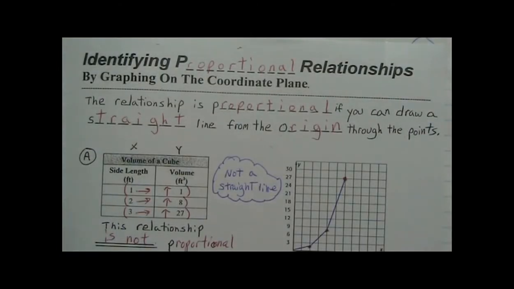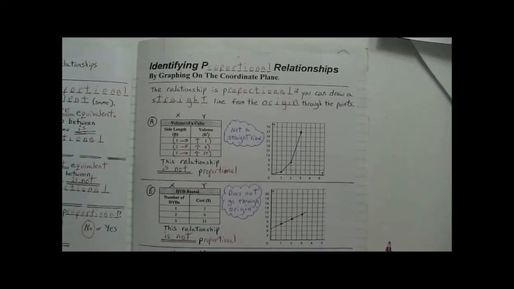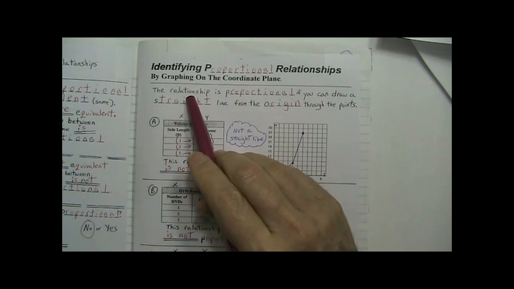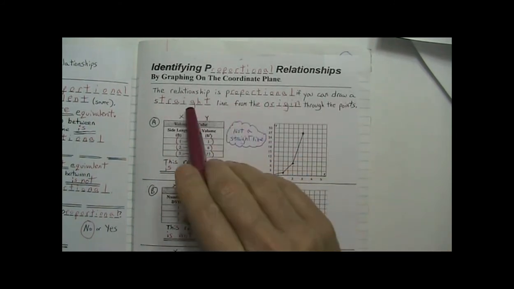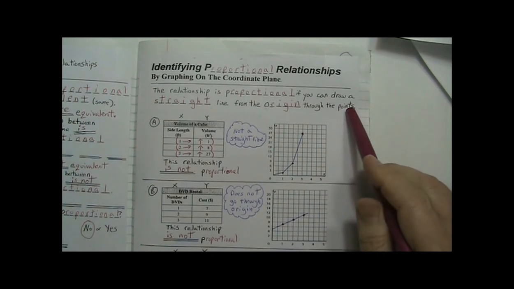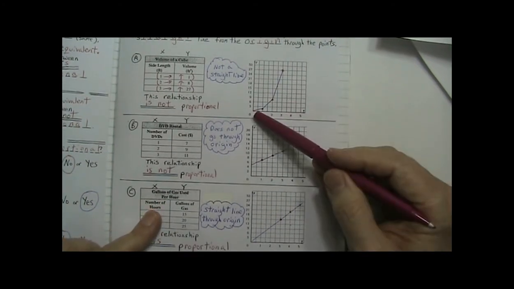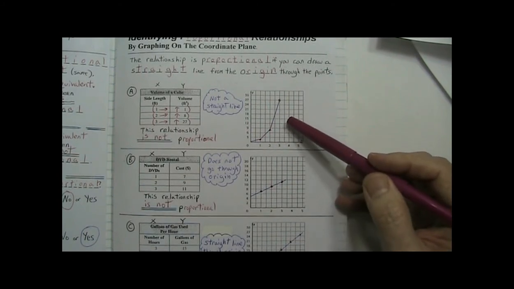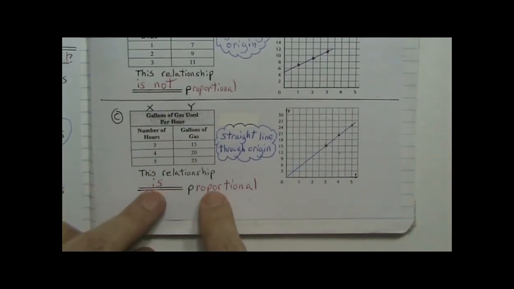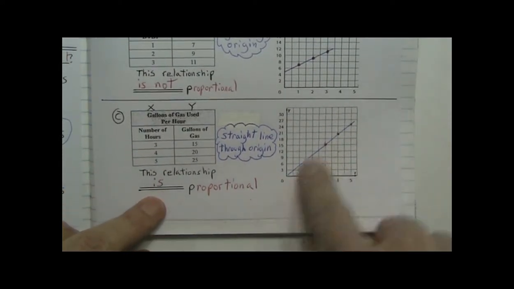Okay, number 4, let's go to our notes on this. You're going to be given some graphs, and you have to say whether they're proportional or not. Does it represent something proportional? And remember, the relationship is proportional if you can draw a straight line from the origin through the points. So if you can go from 0, 0, straight line, through the points, then it is proportional. And if you notice, this one is not a straight line, therefore, it's not proportional. This one is a straight line, but it's not through the origin. This is not proportional. This one is proportional. It goes through 0, 0, and it's a straight line.